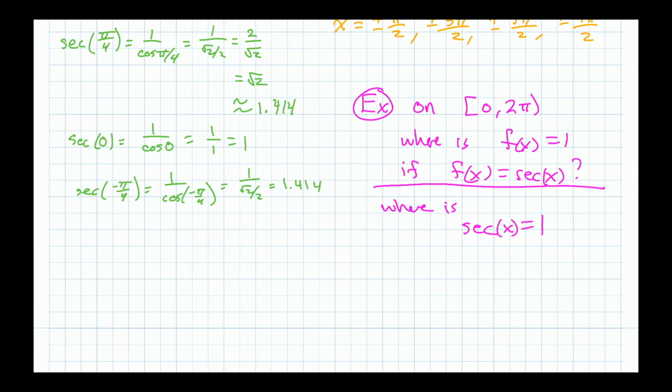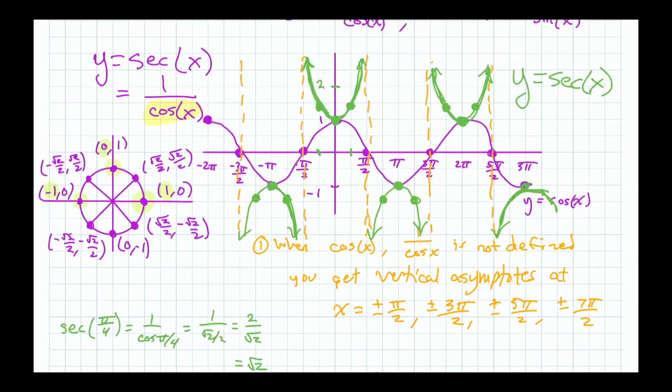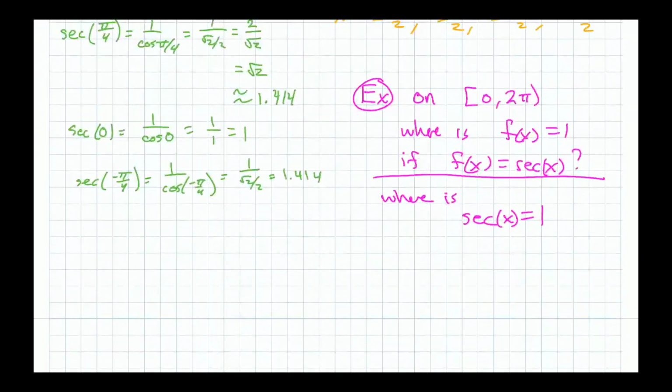And so you would have to know from the graph here. You say, well, where is the secant equal to 1 between 0 and 2 pi? Well, 0 is right here, and 2 pi is over here. And so right here, the secant is 1, and right here, the secant is 1. But they say 0 to 2 pi, not including 2 pi, so the only answer is, where is the secant of x equal to 1?